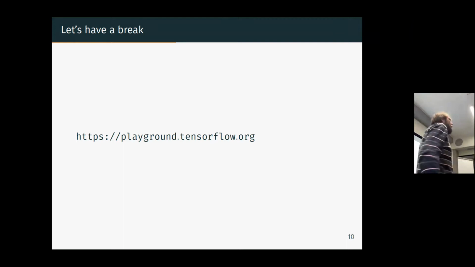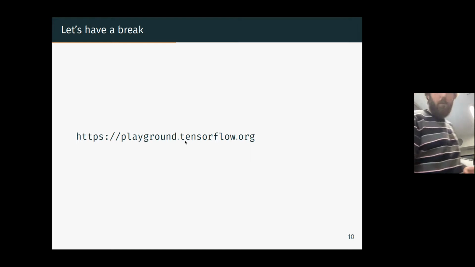Okay, so are you ready? Good. So we've seen last time what a neural network was. Now we know how to train it. So now it's time to play. So let's go there.